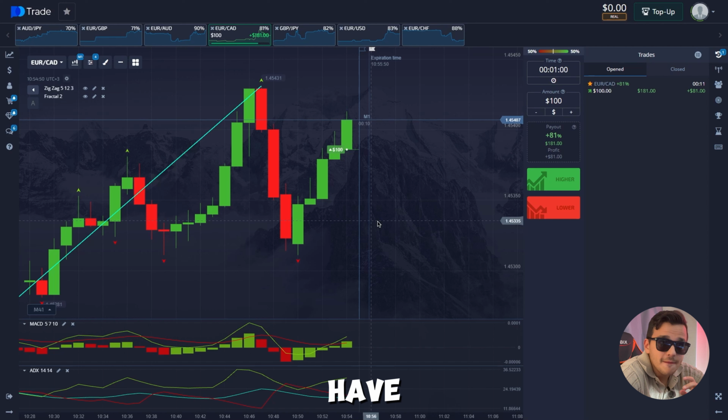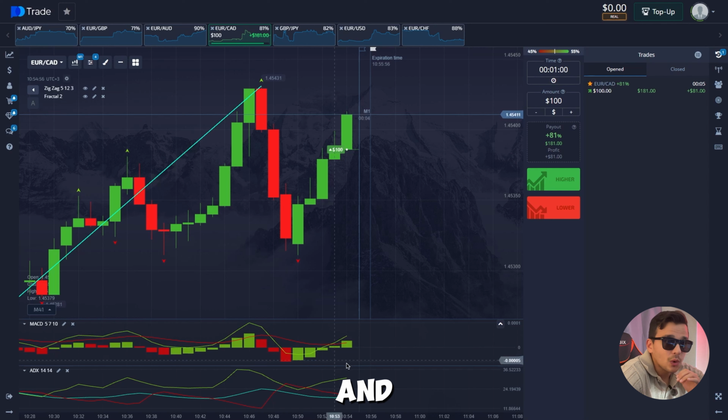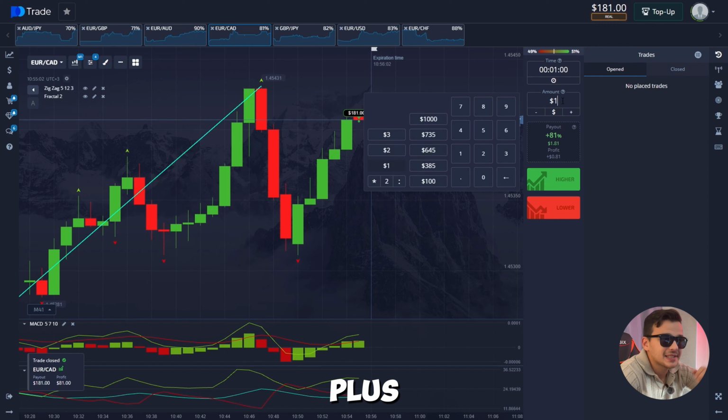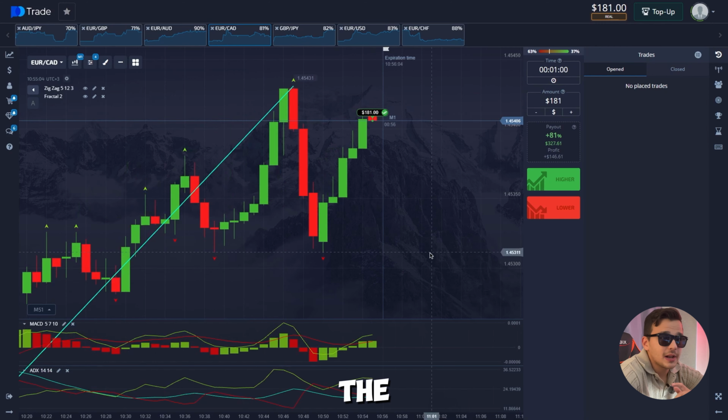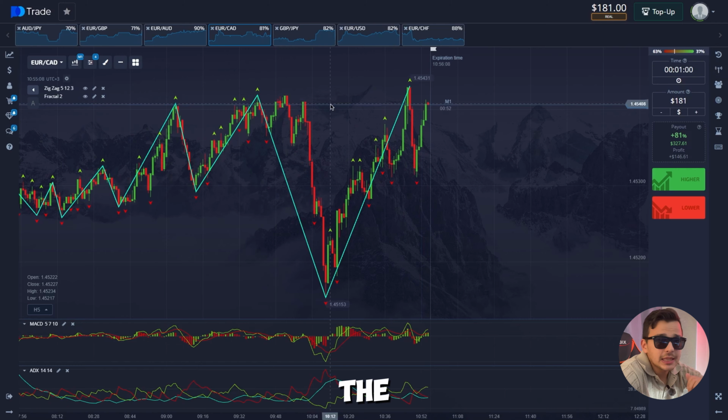The movement has gone very much upwards, with the same crossing of the moving lines. Remember this moment and always come back to it. And the first deal ends in plus without any problem. Let's change the trade amount, put the maximum and continue our trading. Let's choose the next currency pair.